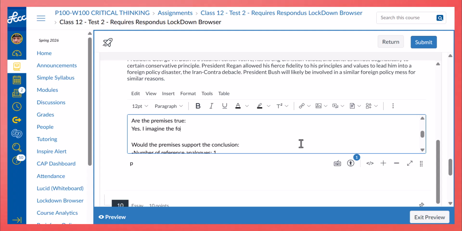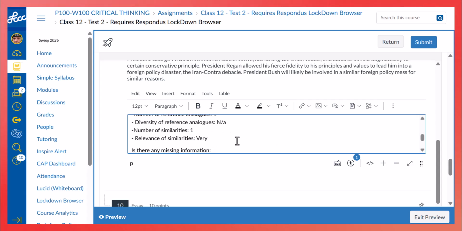Imagine the foreign policy disaster they are referring to is Iran-Contra. And also both politicians ran as Christian conservatives. So would the premises support the conclusion?